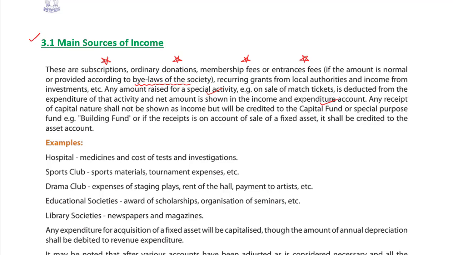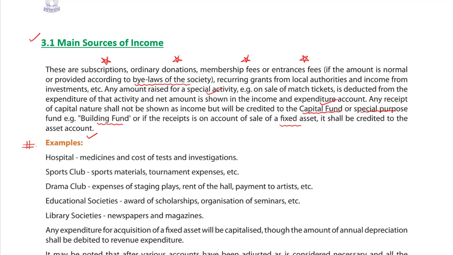Any receipt of capital nature shall not be shown in the income but will be credited to capital fund or special purpose fund, etc. For example, building fund. Or if the receipt is on account of sale of fixed assets, it shall be credited to the asset account.